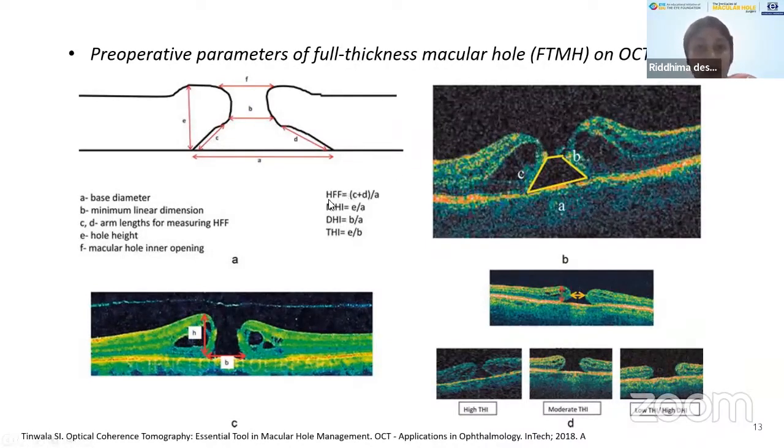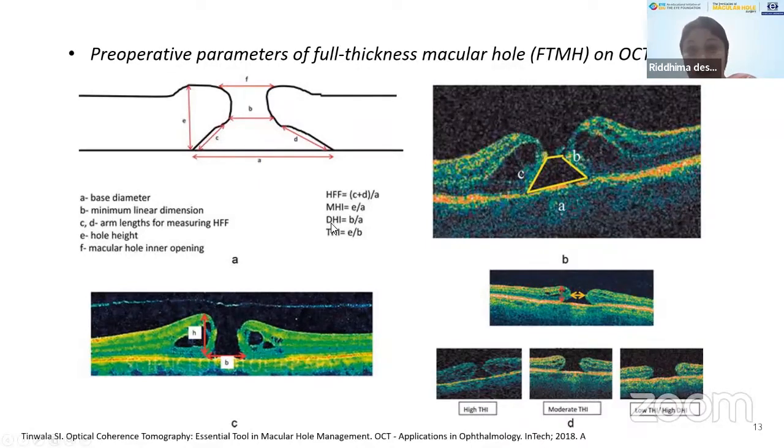The other indices are the hole forming factor, which is a ratio of the right and left arm lengths to the base. It has been found that HFF values of more than 0.9 are associated with better outcomes. The macular hole index, or MHI, is a ratio of the height to the base of the macular hole. MHI levels of more than 0.5 are associated with better prognosis.